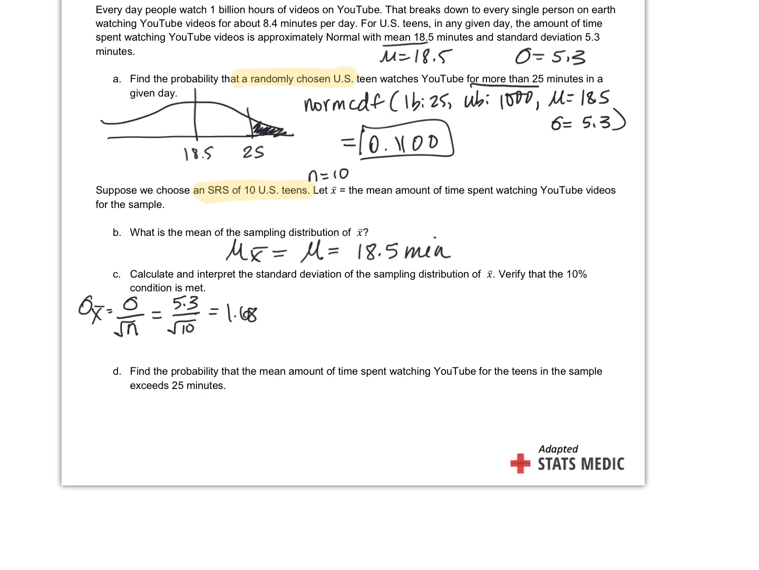Then we got to interpret, right? Your favorite part. So when we interpret, we have to talk about our sample size. We got to talk about context. What is it we're averaging? We would say the average number of hours watched on YouTube.